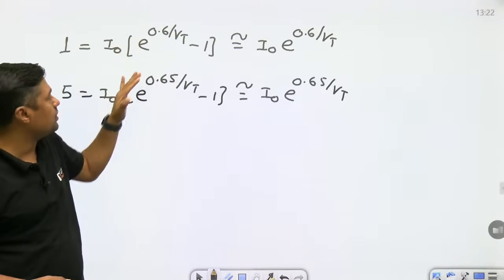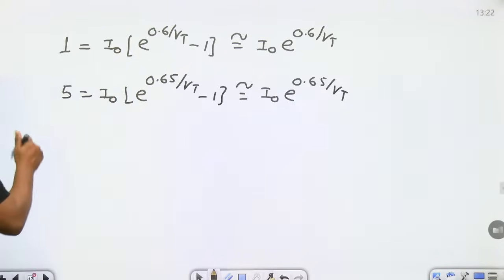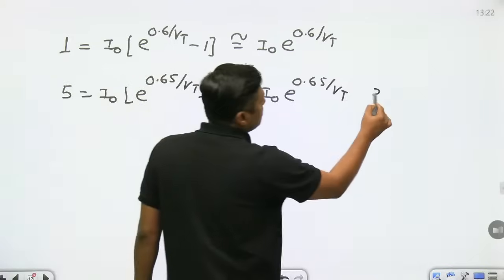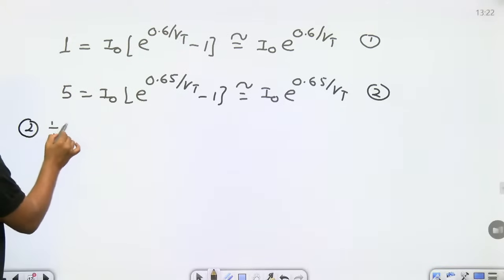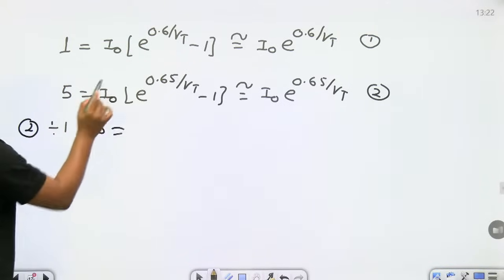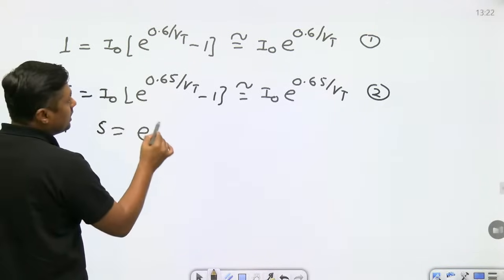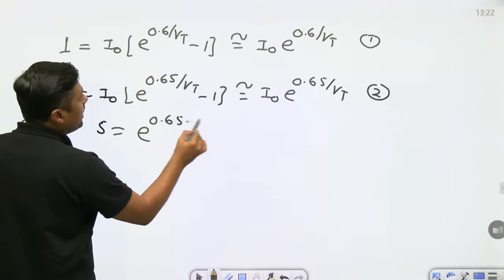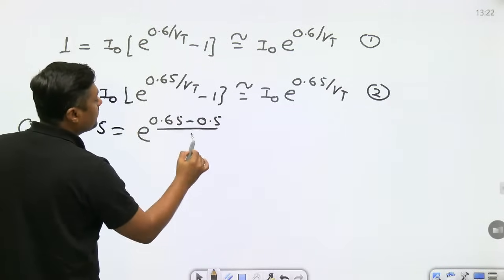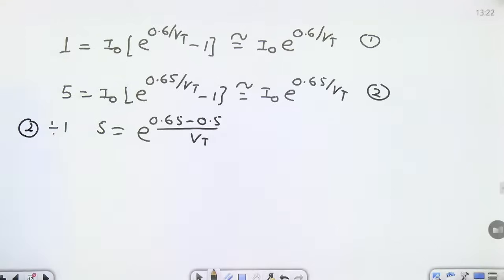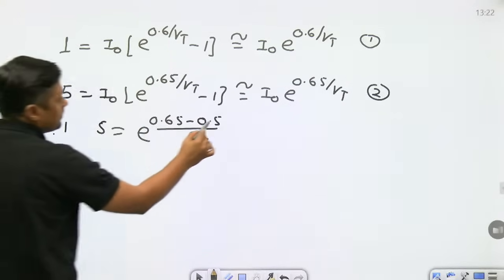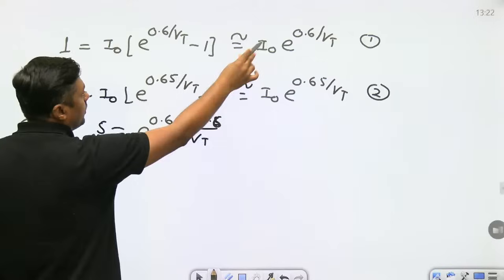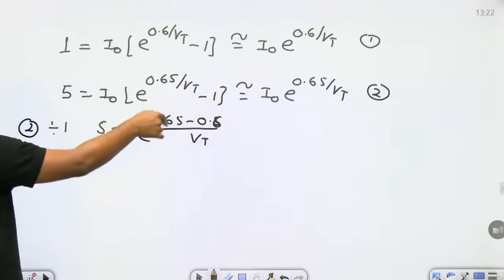Now we have the 2 equations. Let this be equation number 1 and this be equation number 2. Divide 2 by 1. It will become 5, I naught cancels out, and it will become e raised to power 0.65 minus 0.6 upon Vt, that is 0.05 by Vt.